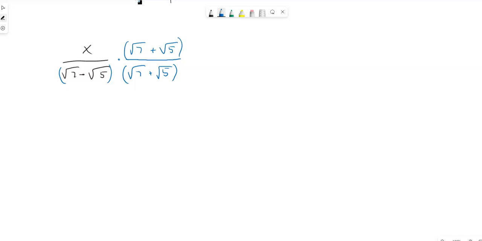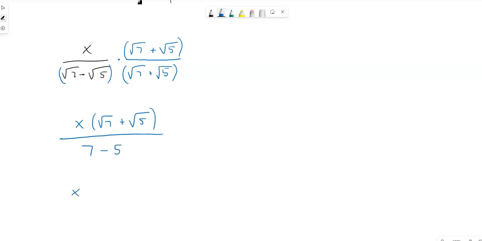Let's see how that works. On the top, let's just keep it the way it is, x times the square root of 7 plus the square root of 5. On the bottom, when we multiply these out, because now we're foiling, the square root of 7 times the square root of 7 is 7. Outside, inside, we'll get a square root of 35 minus a square root of 35, so that goes away. The square root of 5 times the square root of 5 is just 5.